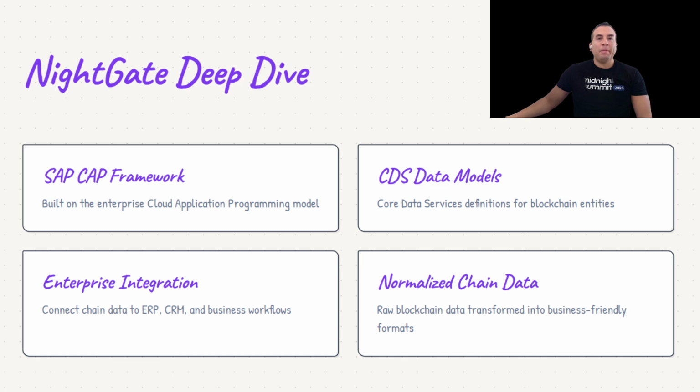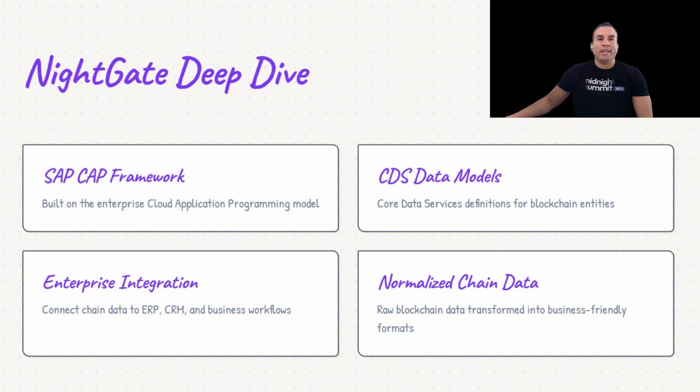Let's go a bit deeper on NightGate for those of you working in enterprise environments. It's built on SAP Cloud Application Programming Framework, which means it follows enterprise patterns out of the box. The data models are defined using CDS, Core Data Services, which gives you type-safe definitions for all the blockchain entities.